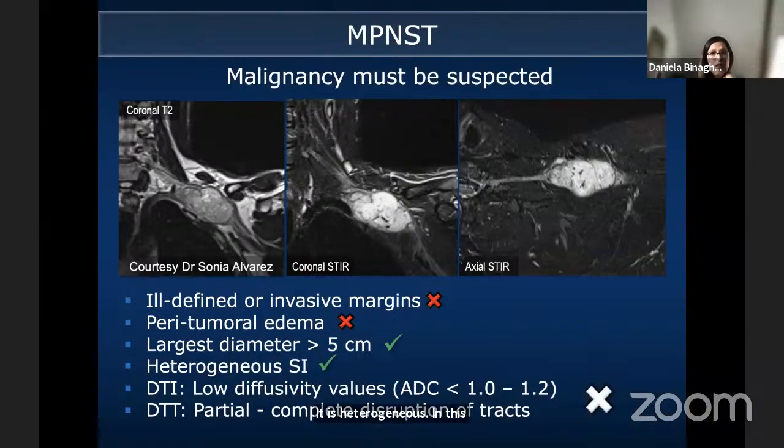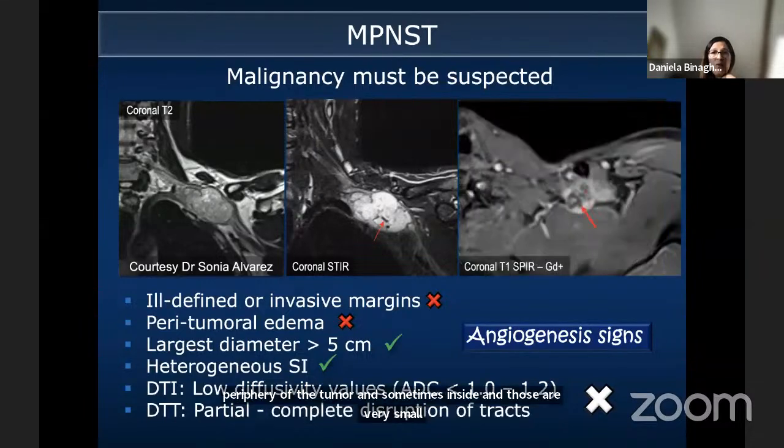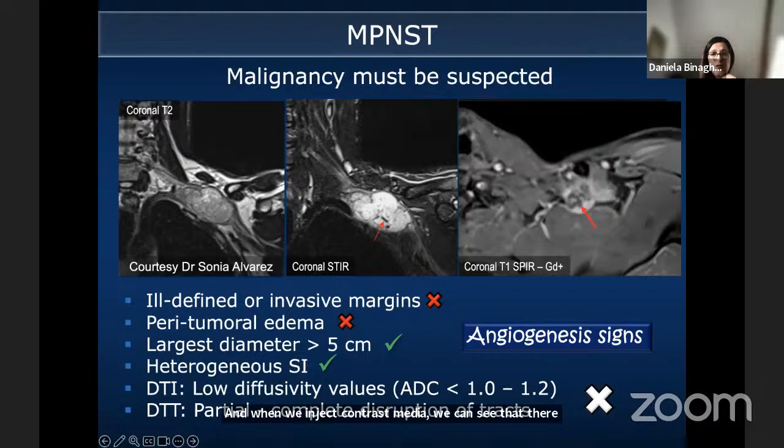But one thing that I always look for is the angiogenesis signs. I try to look for these small lines that are in the periphery of the tumor and sometimes inside. And those are very small arterial vessels. And when we inject contrast media, we can see that there are also necrotic signs. So the angiogenesis signs are very important. But again, malignancy must be suspected.